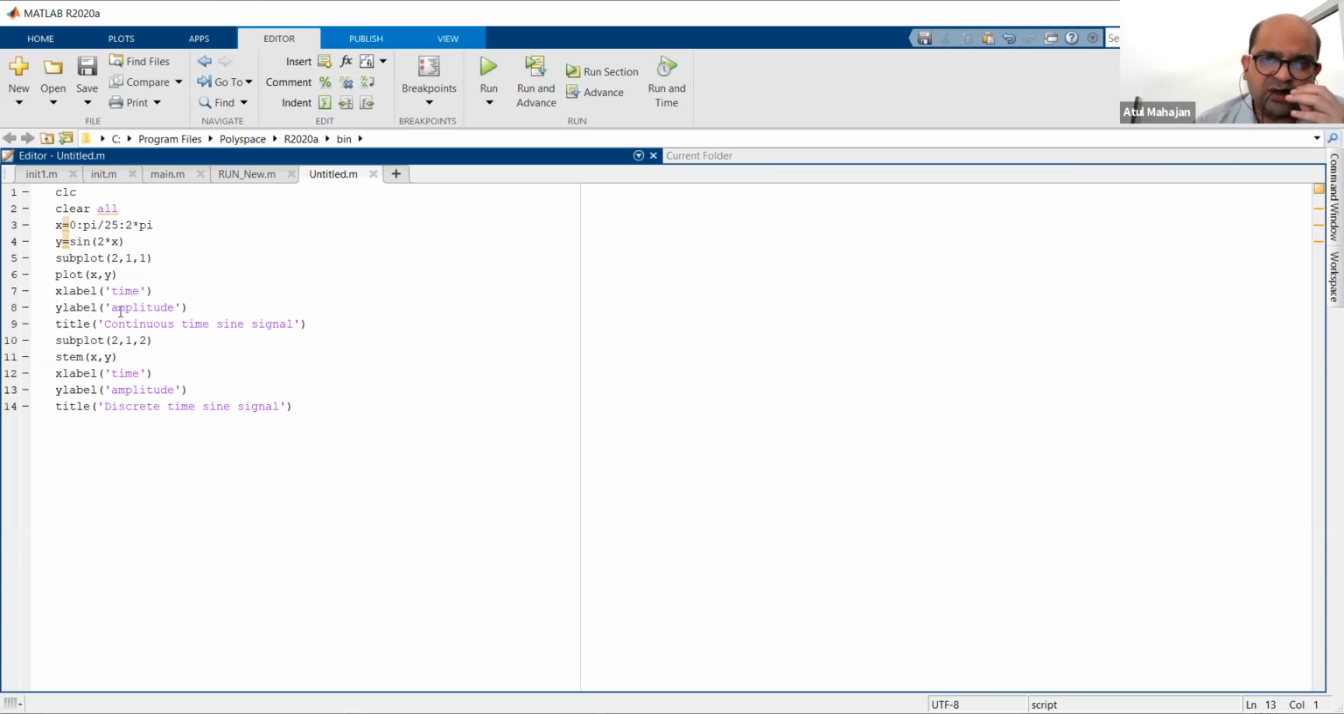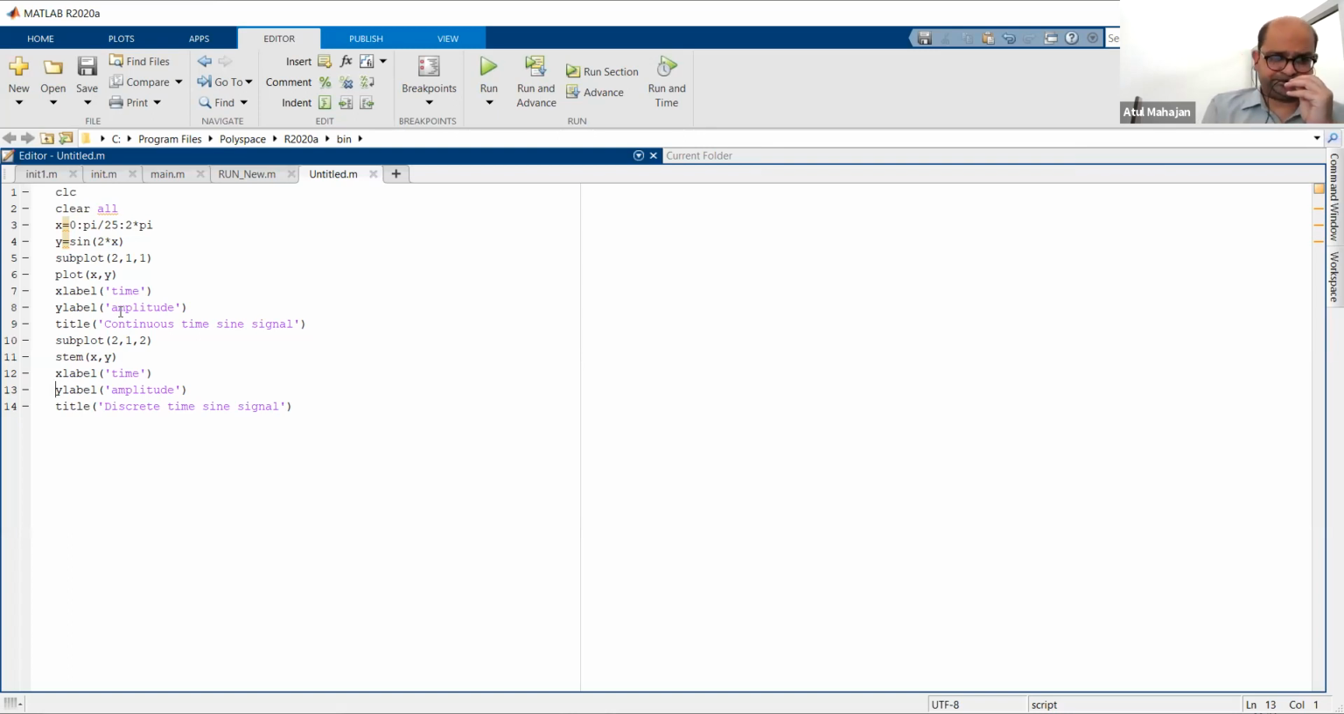So first of all, we have cleared all the previous commands. Then we designate the values of x and y. After designation of the values of x and y, we'll subplot it. Subplot means we divide it into number of rows, number of columns, and the plot number. Then the plot function for the continuous graph has been used, plot xy. Then the labeling of the x and y axis, x label, y label. And after labeling, we give a total title to this graph. It's a continuous time sine signal.